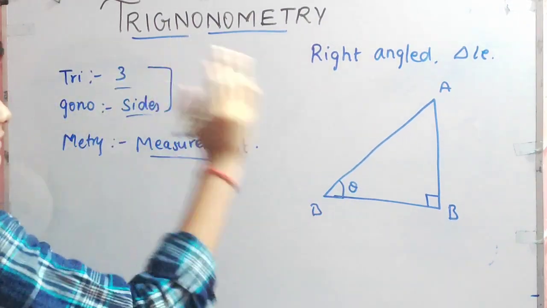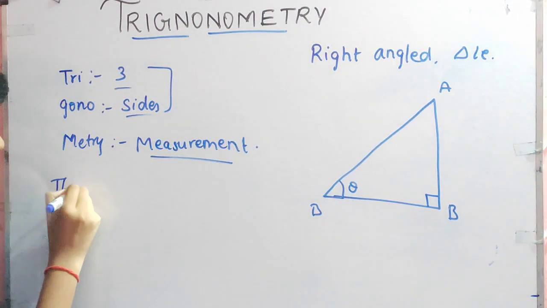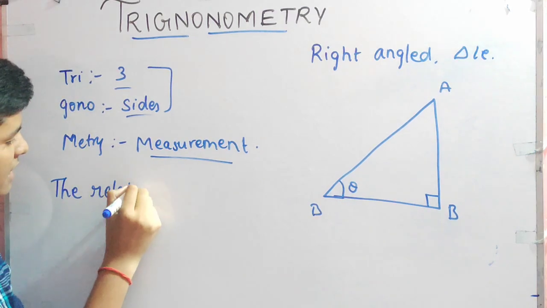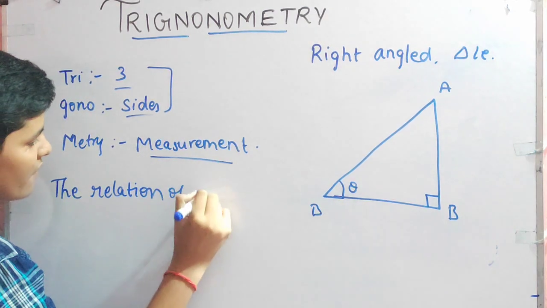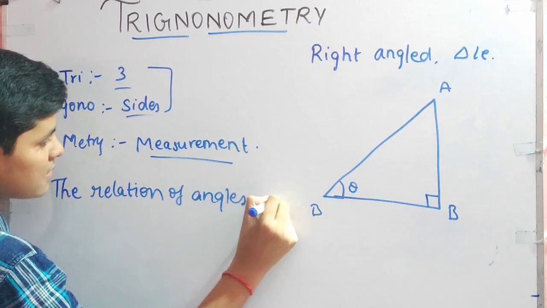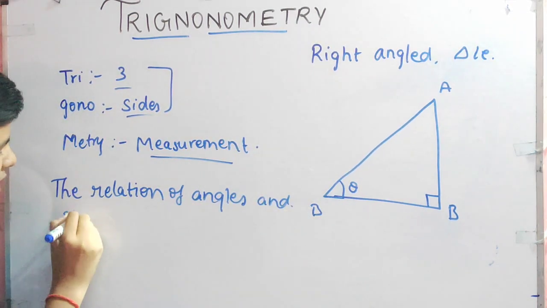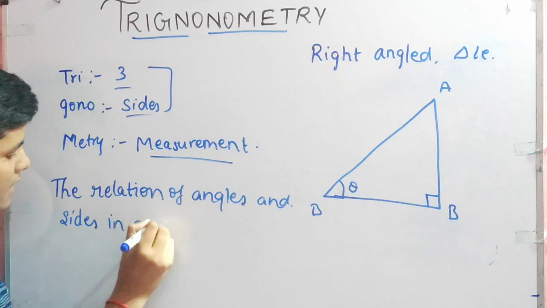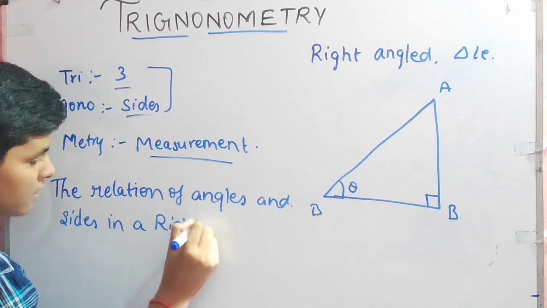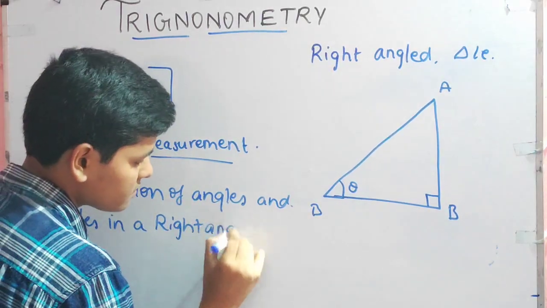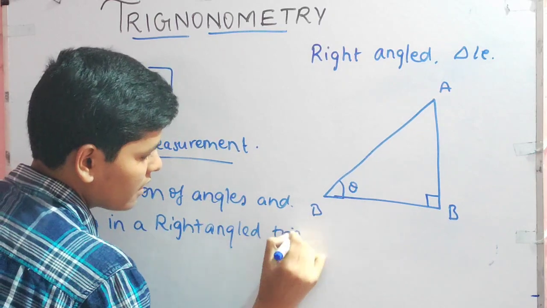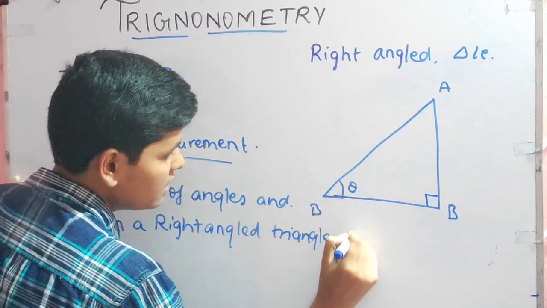Then what is the definition of trigonometry? The relation of angles and sides in a right angled triangle is trigonometry.